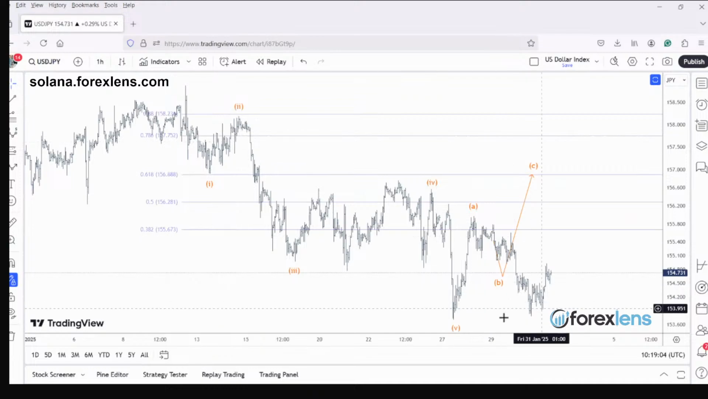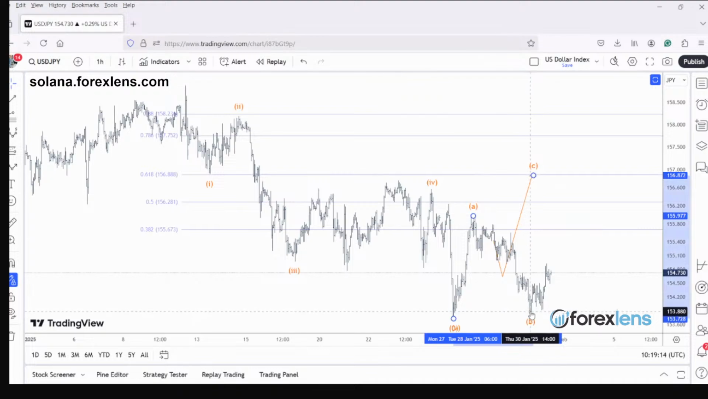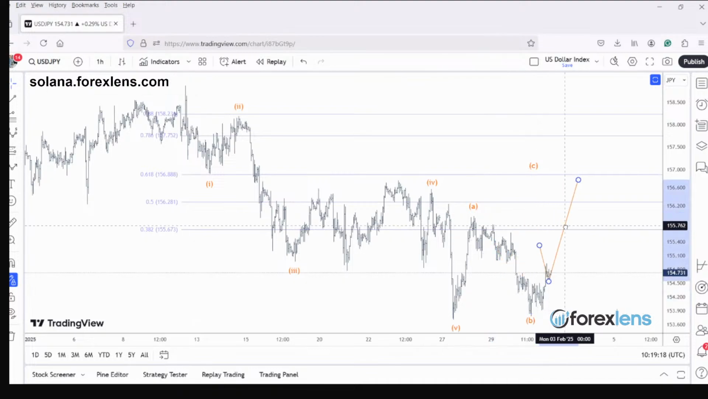All right, so the curve is still pending. Look at that. Wave A is in place. Wave B went a bit deeper. So I'm going to push this wave B right here. And wave C is underway possibly.